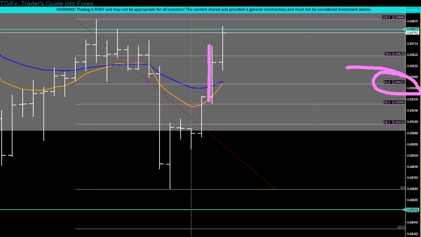Nung nagtuloy-tuloy siya, though I have set my 78.6 there. So I don't usually get in here. So pag ganyan ang nangyari, nag-aantay na lang ako dun sa pinakataas. Very close na rin naman for a double top, right?